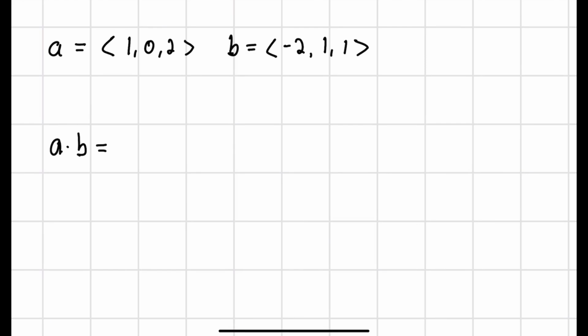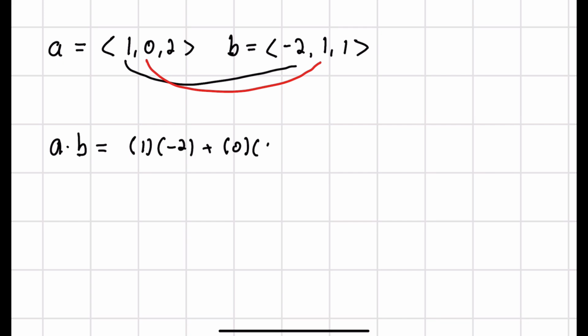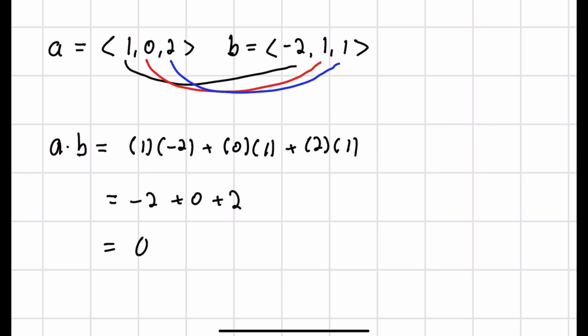In our next example, we have vectors A and B, and each vector has 3 entries. So let's perform the dot product. So we have 1 times negative 2 plus 0 times 1 plus 2 times 1. So this is equal to minus 2 plus 0 plus 2, which is equal to 0.